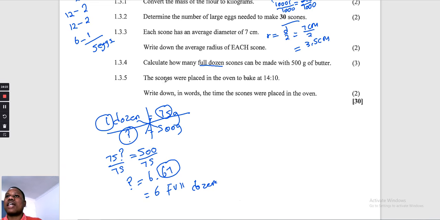Okay, then let's proceed. 3.5. The scones were placed in the oven to bake at 14:10. Write down in words the time the scones were placed in the oven. So that is 10 past 2 in the afternoon.